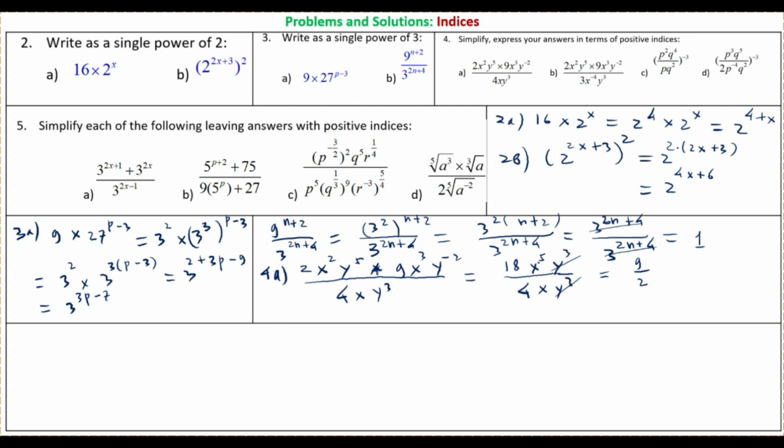And then we have x to the power of 5 divided by x to the power of 1. So second index law, when we divide two numbers with the same base, we subtract the indices. So we got here x to the power of 5 minus 1. So that's for question 4a.